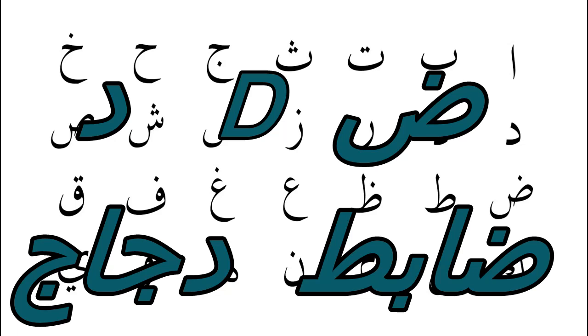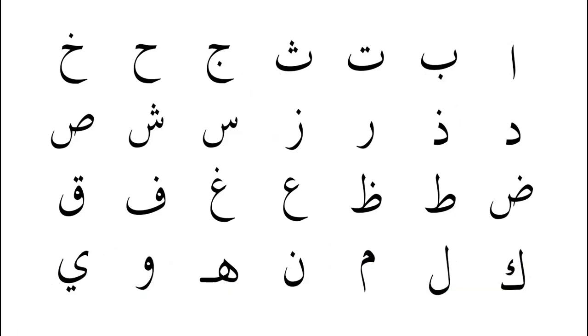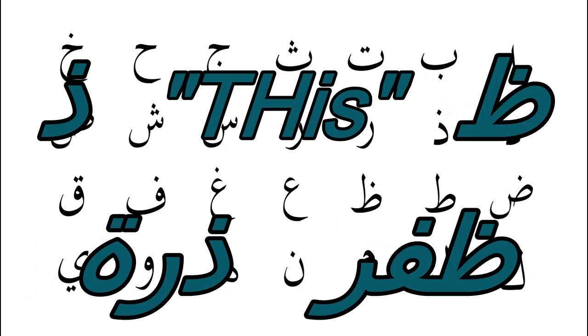Okay, the third pair is similar to the TH in the English word this, not the TH in the English word think. That's the sound. The first letter of the pair, the non-emphatic letter, we're going to have in the word for corn or maize, dura. And then for nail, dofr. So dura, dofr.